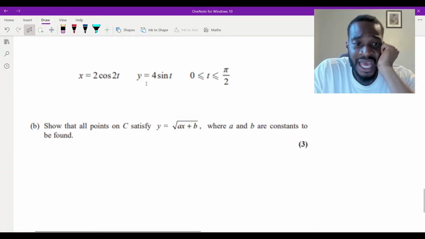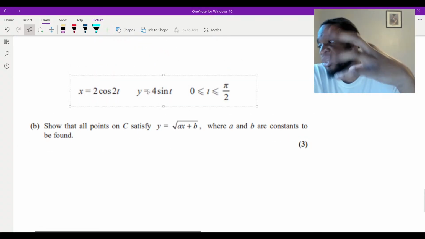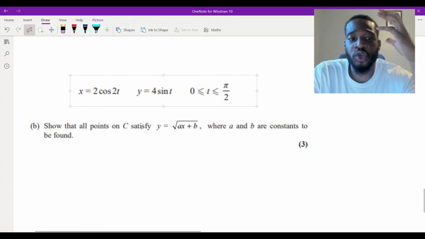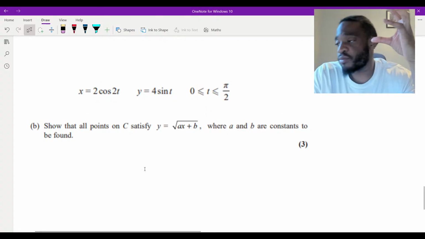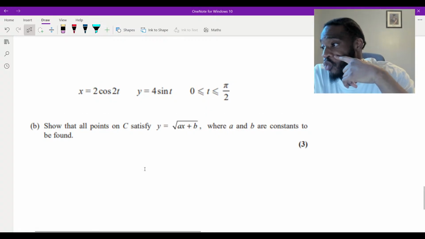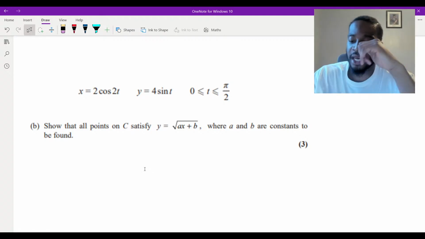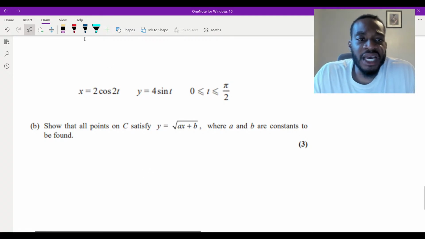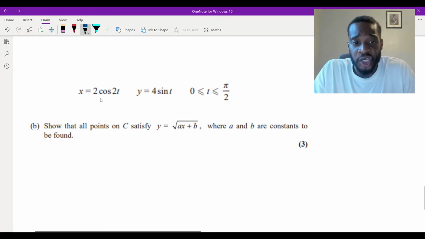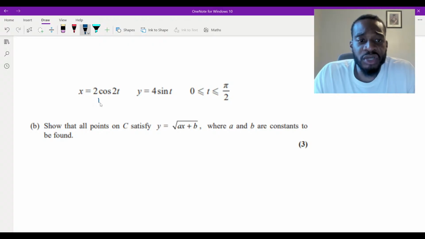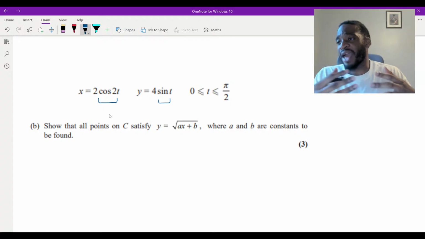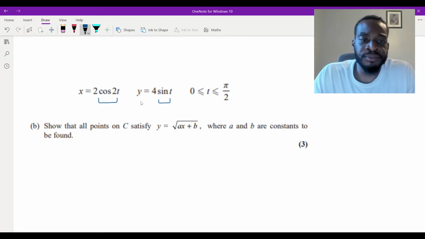Now, whenever you get these types of question, guys, whereby you have parametrics and they are trigonometric expressions, you have to use your trigonometric identities, right? Now, what you want to do is ask yourself, in terms of the expressions I have, I've got a cosine 2t and a sine t. Are there any expressions that I know that will combine them? And what I mean by that is cos 2t, double angle formula.